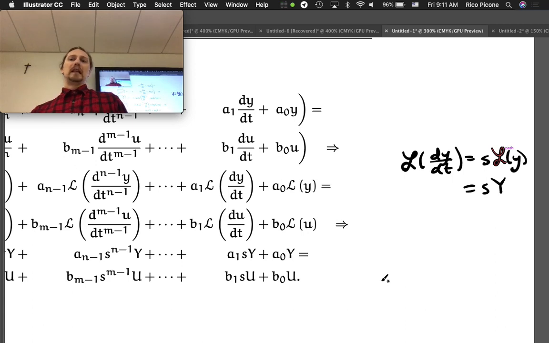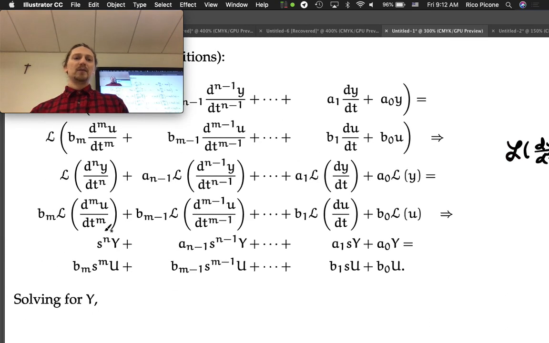So if you keep doing that, with higher order time derivatives, you're just going to end up with more S powers, right? S squared, S cubed, etc. That's what we're recognizing here: we have all these Laplace transforms of time derivatives. The nth time derivative of y, when we take the Laplace transform of it, becomes S to the n times y. The n minus first derivative of y gives S to the n minus 1 times y. So instead of derivatives, you just get powers of S that correspond to the order of the derivative.